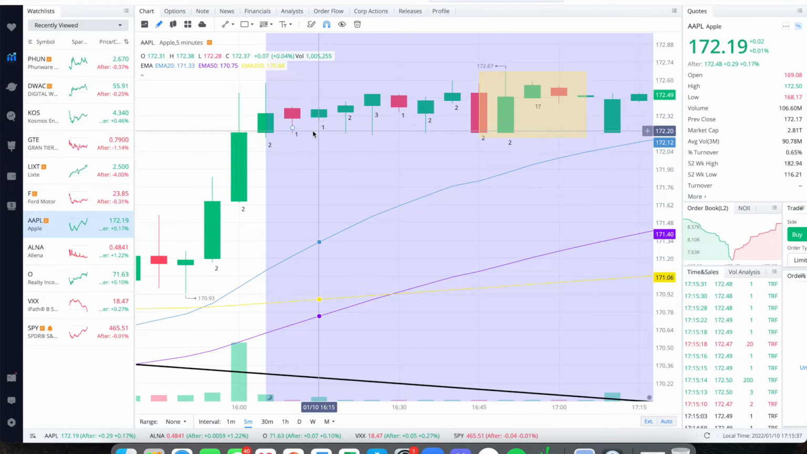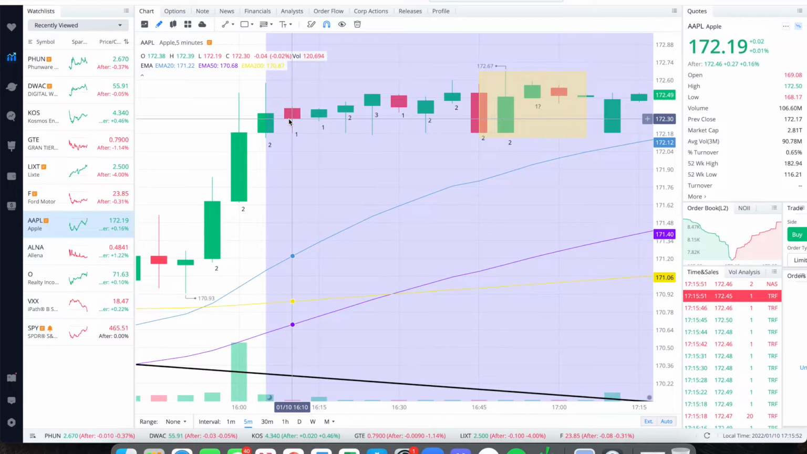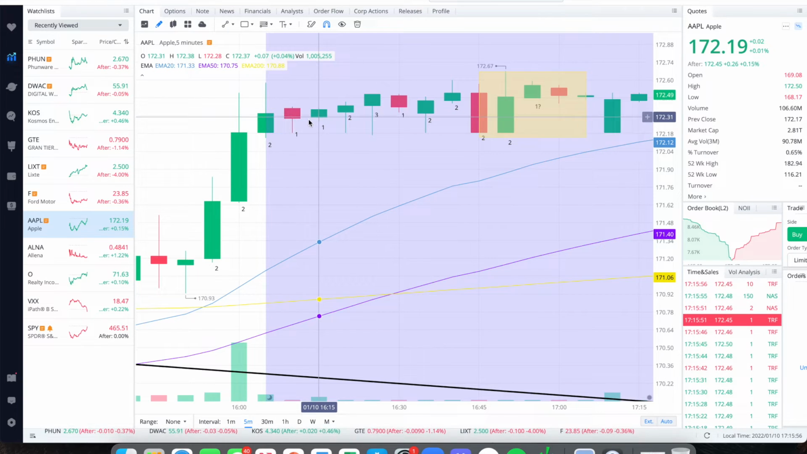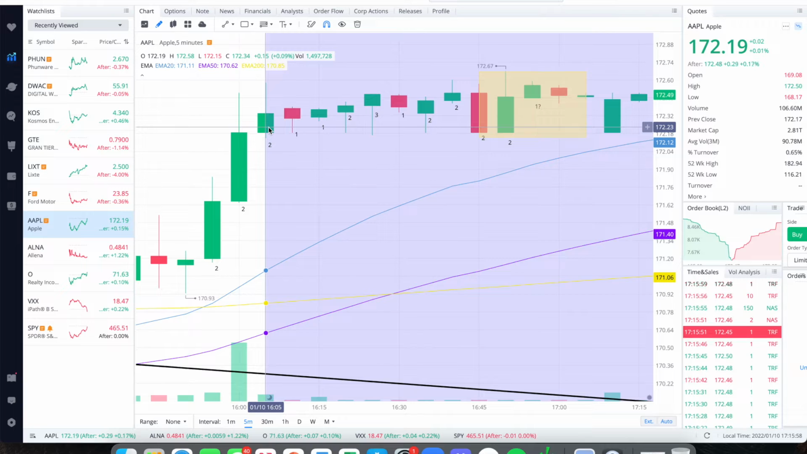Number one candle is a candle that didn't break the high or the low of the previous candle. So the high for this candle was 172.38 and the low is 172.28. But in the previous candle, the high was 172.39 and the low is 172.19.